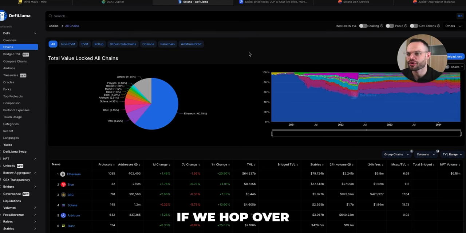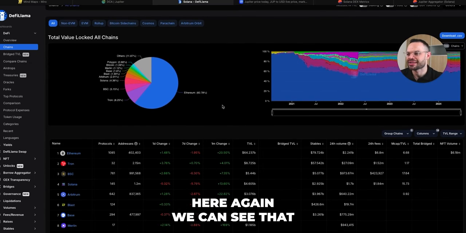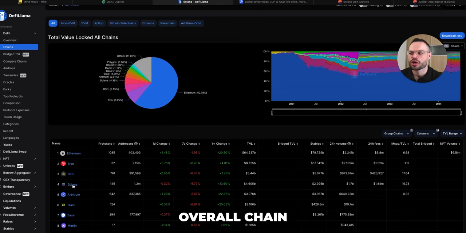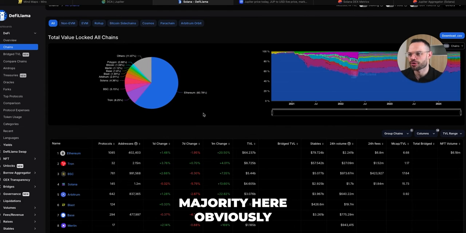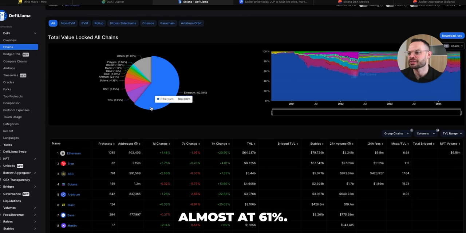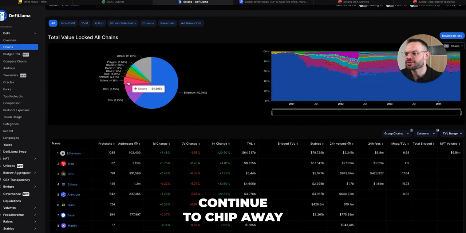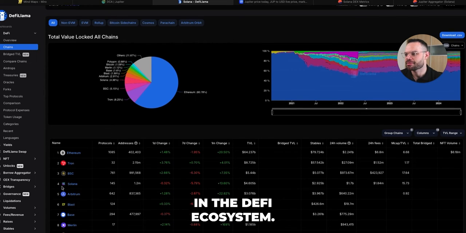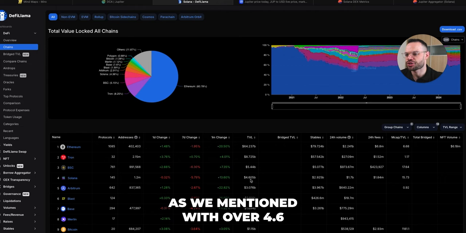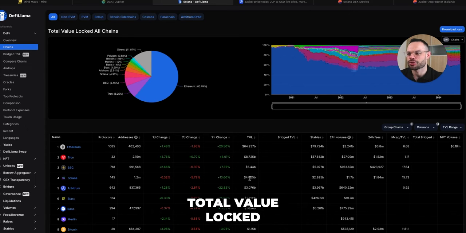If we hop over to DeFi Llama and look at some of the actual numbers here, again, we can see that Solana is the 4th largest overall chain when it comes to total value locked in the DeFi space. Ethereum still makes up the vast majority here, obviously almost at 61%, but Solana does continue to chip away piece by piece and gain a larger and larger market share in the DeFi ecosystem. It is currently the 4th largest chain, as we mentioned, with over 4.6 billion in total value locked when it comes to the DeFi space in general.